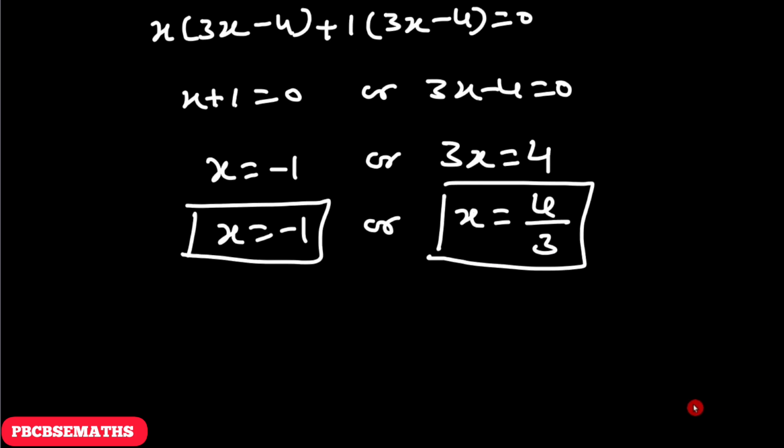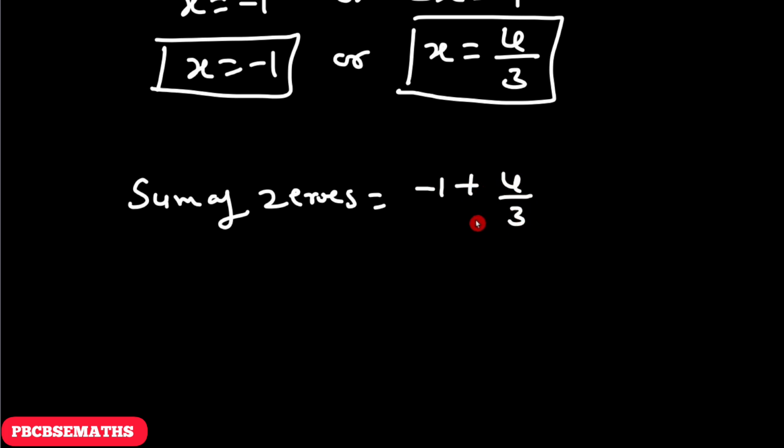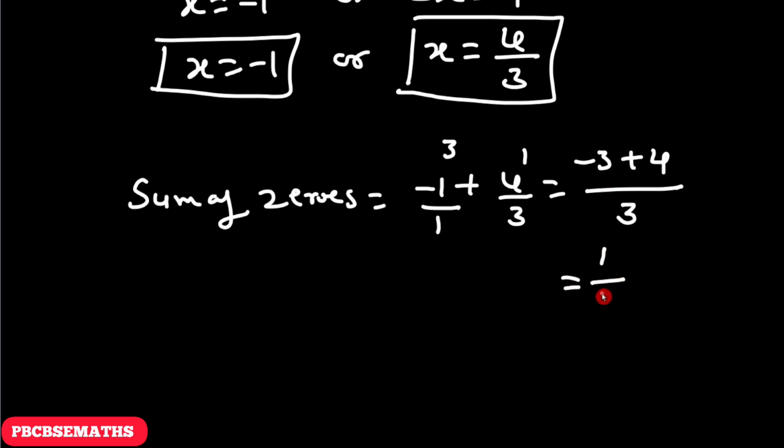Now let's try to find out the sum of the zeros. Sum of the zeros is equals to minus 1 plus 4 by 3. LCM of 1 and 3 is 3. So minus 1 into 3 gives us minus 3, plus 4, whole divided by 3, which gives us minus 3 plus 4 gives us 1 by 3. So sum of the zeros is equals to 1 by 3.